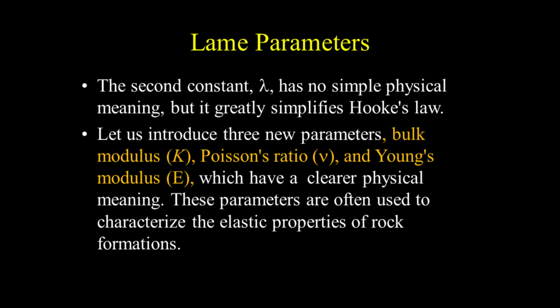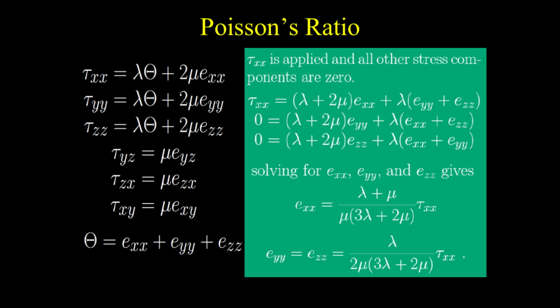The second constant, lambda, has no single physical meaning, but it greatly simplifies Hooke's law. Let's introduce 3 new parameters: bulk modulus, or K, Poisson's ratio, or nu, and Young's modulus, or E, which have a clearer physical meaning. These parameters are often used to characterize the elastic properties of rock formations. Let's start with Poisson's ratio.